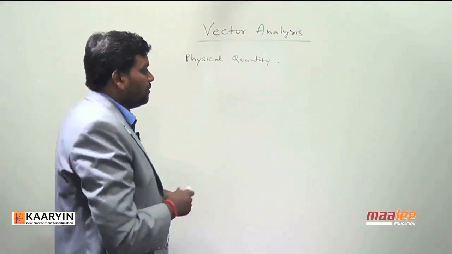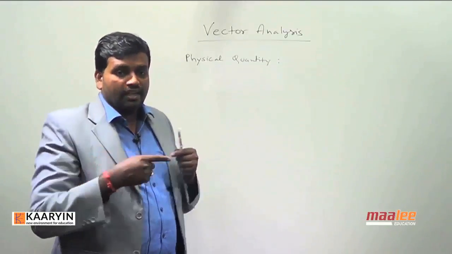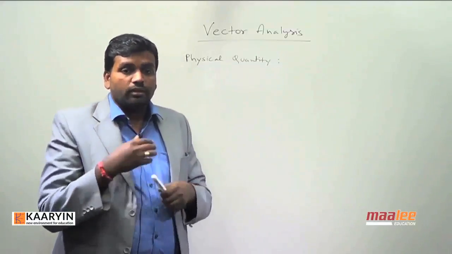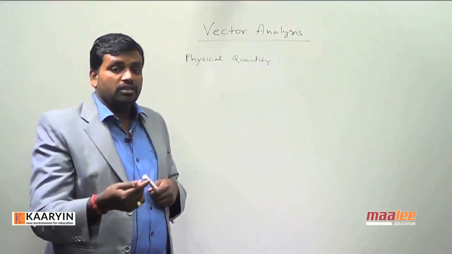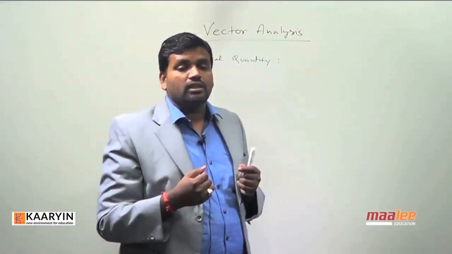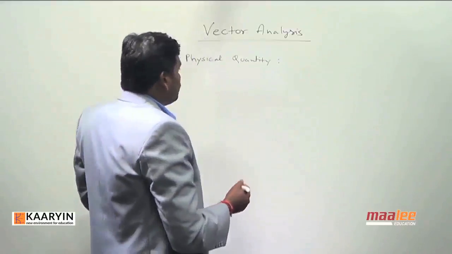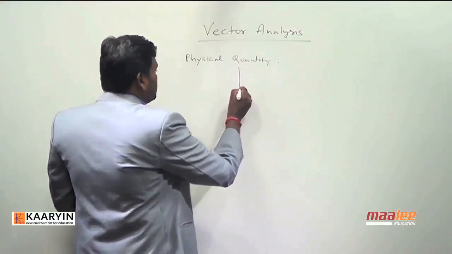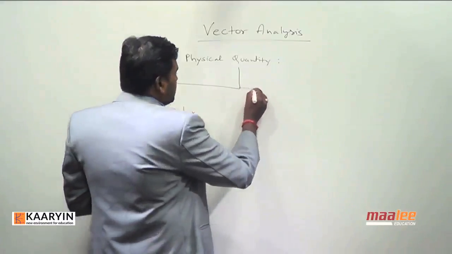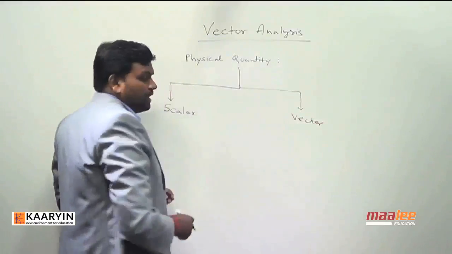Like, if I ask what is your mass, you can measure your mass. If I ask the distance between two places, like length, you can measure the length. If I ask the duration of your school hours, you can measure the time, you can measure the temperature, you can measure the current. So, all these quantities are known as physical quantities. Okay. So, all physical quantities we divide into two categories. One category is scalar and the other category is vector.